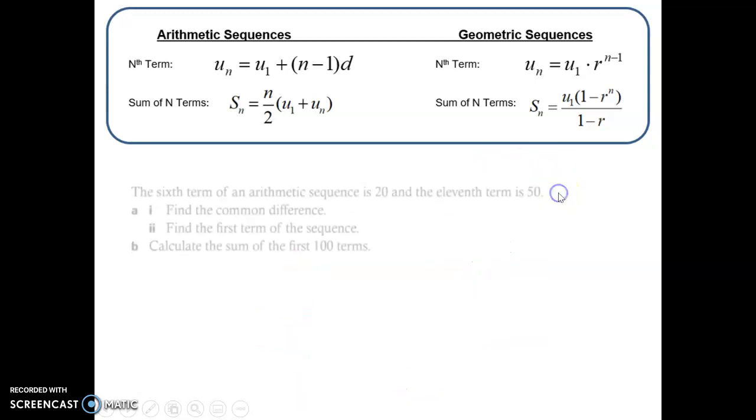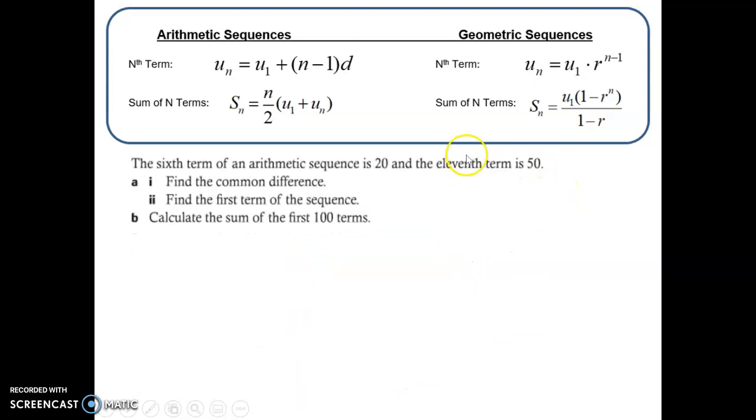Okay, let's try another one. So here's a question where we're given another arithmetic sequence with 20 as the 6th term and 50 as the 11th term. So similar to the last question where you know one term and then some other term in the sequence, but this time we're talking about arithmetic sequence. So see if you can solve that.